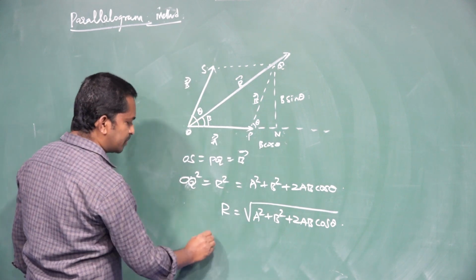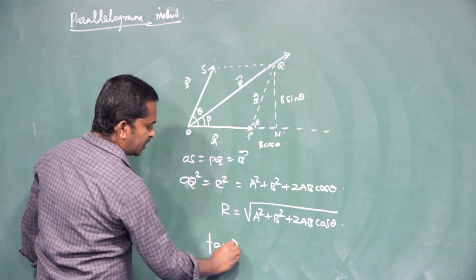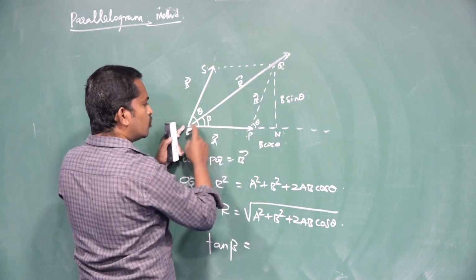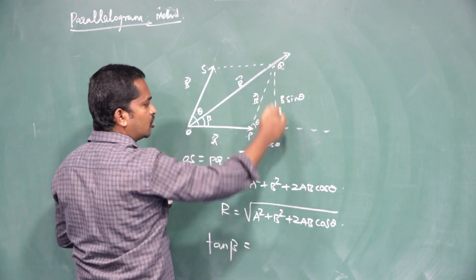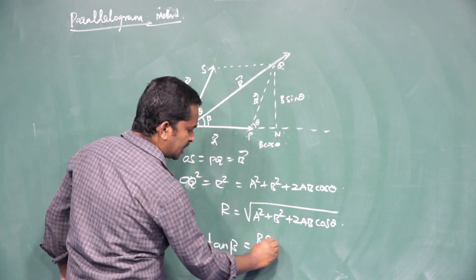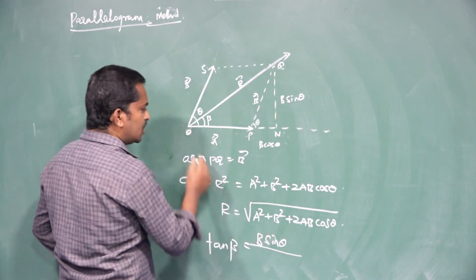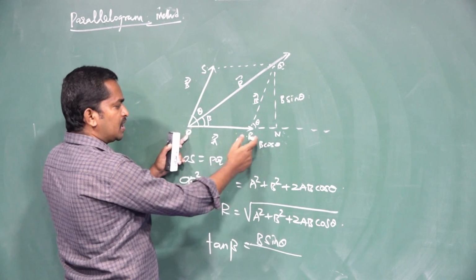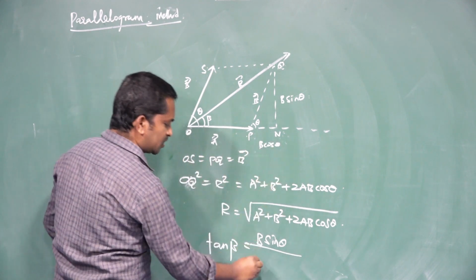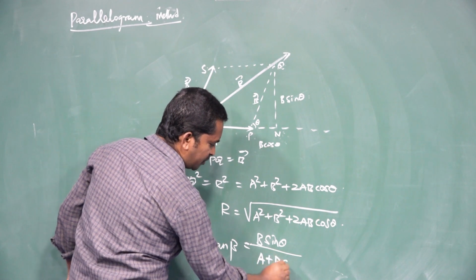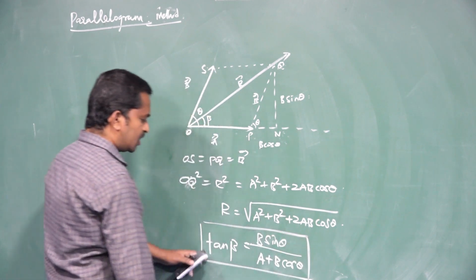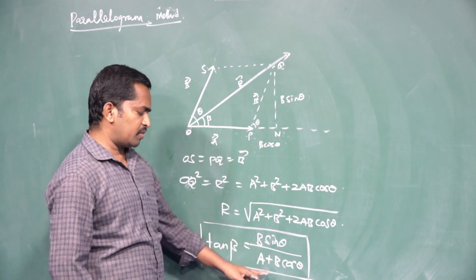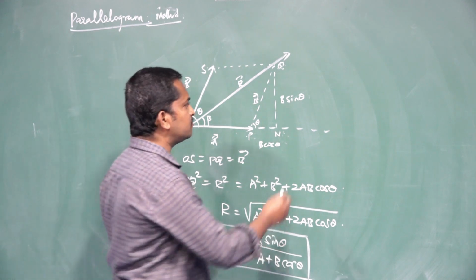What is the tan beta value? Tan beta is equal to, in triangle QON, opposite side divided by adjacent side. So QN is B sin theta divided by ON. ON is equal to OP plus PN, A plus B cos theta. So tan beta is equal to B sin theta divided by A plus B cos theta.